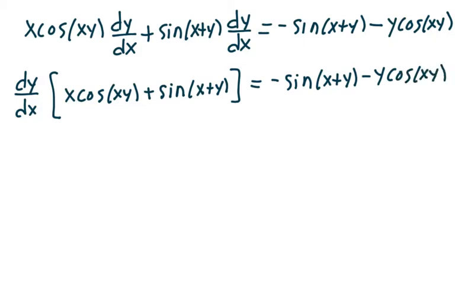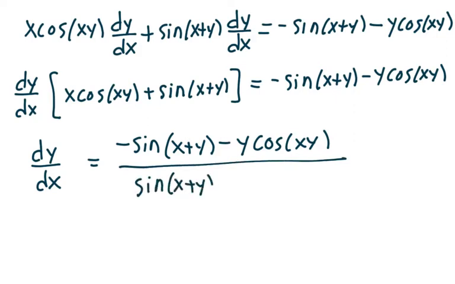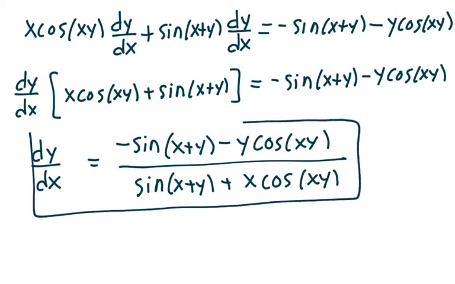And so we want to get dy/dx by itself. And so we're going to divide both sides by x cosine of xy plus sine of (x plus y). And we get the following. We get negative sine of (x plus y) minus y cosine of xy, divided by sine of (x plus y) plus x cosine of xy. And that's example number 3.